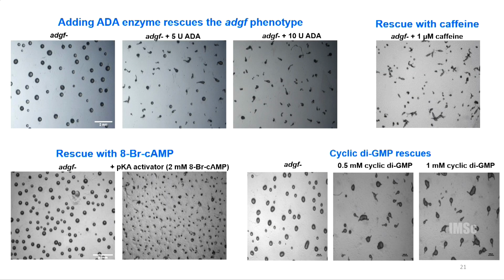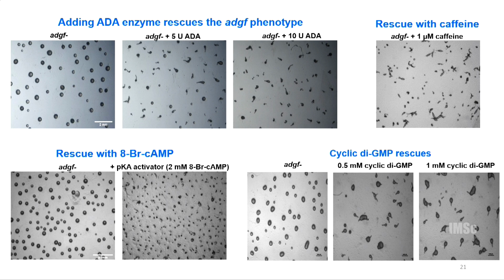Now, is it because of adenosine deaminase? So we took the mutant here, directly on top of this structure, and we add the human ADA enzyme. This is a commercially procured enzyme. We add it directly onto the top, and then it is a rescue. So if you add more, it's a complete rescue.